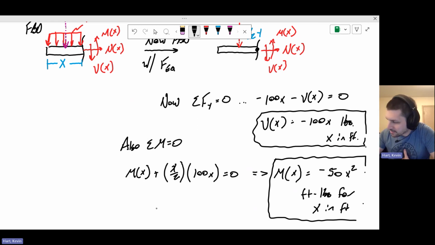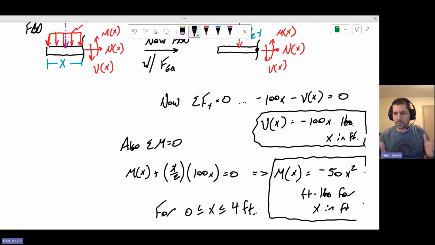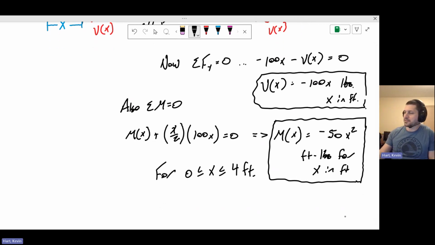Okay, so these two are the equations that govern the internal moment and shear inside of the bar at any location x along the first domain, which is this region x between 0 and 4 feet. All right, so these are just two equations that tell you what the shear and the moment are inside that region. We just got that from enforcing equilibrium and converting our distributed load to a point load and working through that. Okay, so these are the two equations for section number 1.